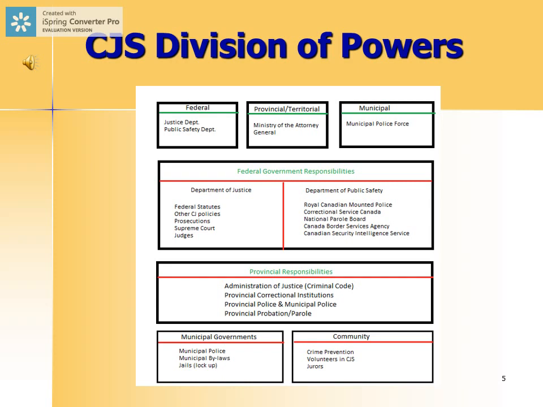So if you look at this slide, basically you see the division between the three levels of government. With the federal government, the primary departments are the Department of Justice and the Department of Public Safety. With the provincial government, the vast majority of the criminal justice system is administered through the Ministry of Attorney General, and so each province has its own Attorney General, which is one of the most powerful positions in the province. And then you have the municipal government, which primarily is responsible for the municipal police force. So the only real role of municipal governments is managing and funding the municipal police force.